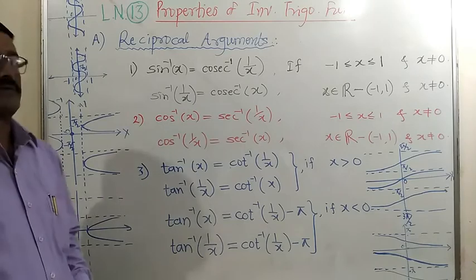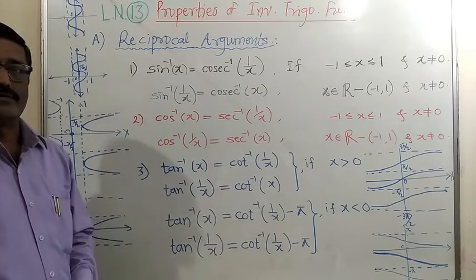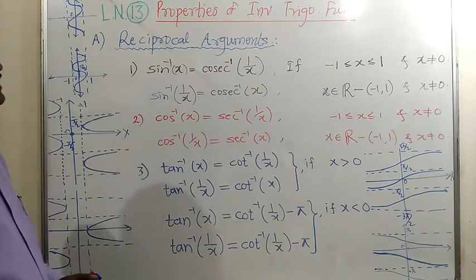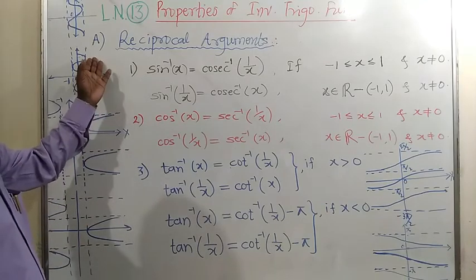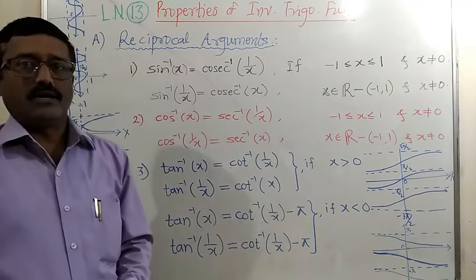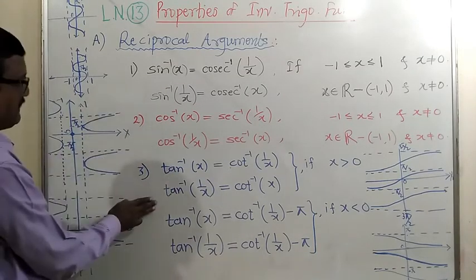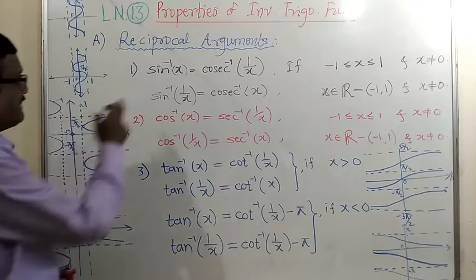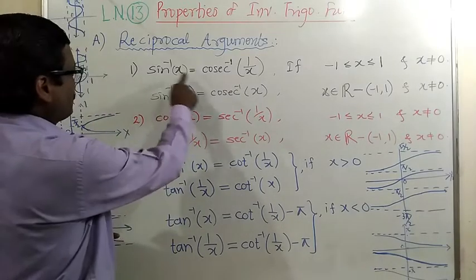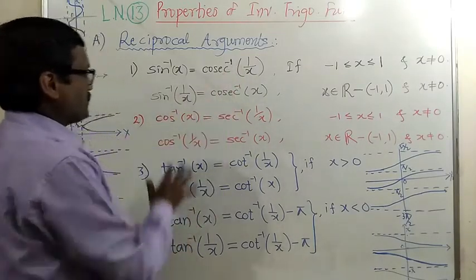Actually there are 5 groups of properties of inverse trigonometric functions. Those 5 groups are nothing but, first, A, that is the reciprocal argument. These are the properties related to sine, cos and tan in this group. Here, let us see this first one: sine inverse x equal to cosec inverse 1 upon x.